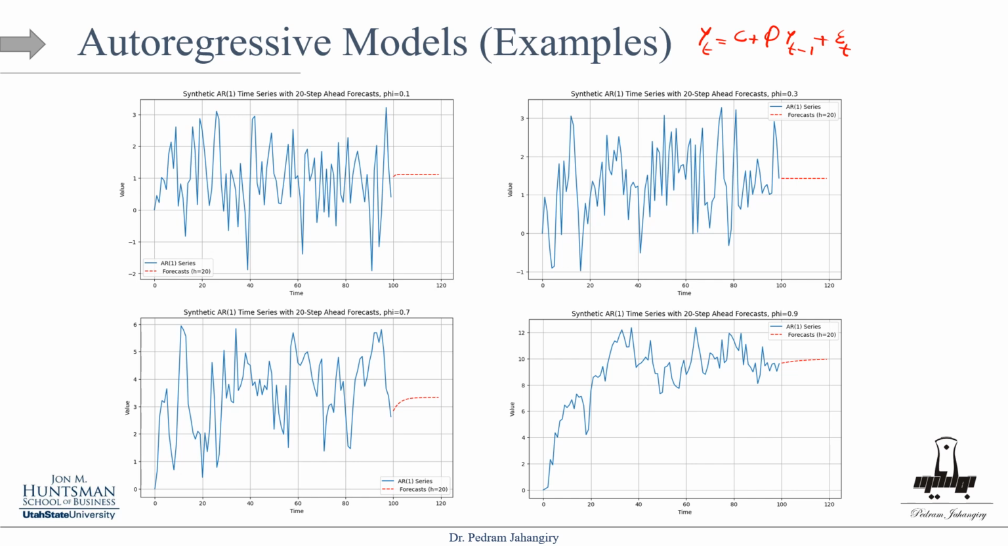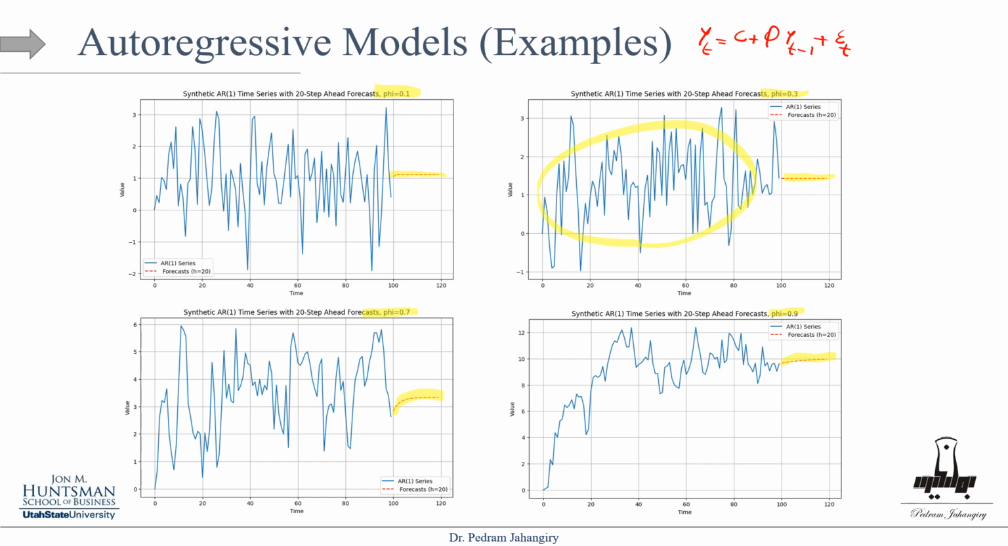And yeah, the first one, let me use my highlighter. The first one, phi is equal to 0.1. And as you can see, this is how the data set is going to look like, and we can forecast into the future using AR1. Then the next one is phi is equal to 0.3. And again, this is how the simulated data is going to look like, and this is how our forecast into the future is going to look like. Phi is equal to 0.7. Phi is equal to 0.9, and so on.